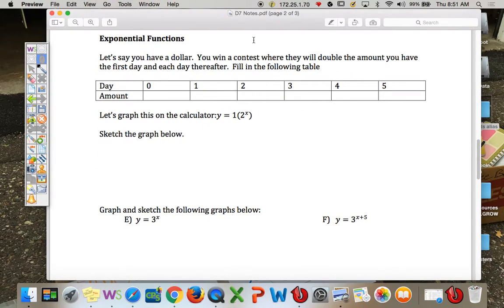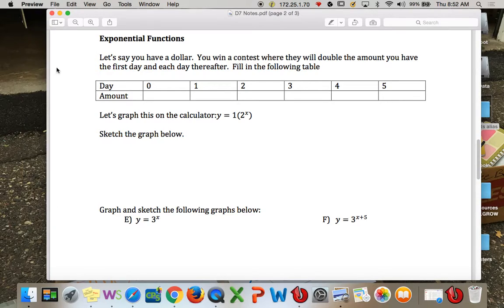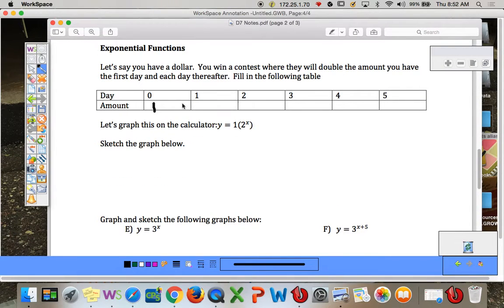Let's say you have $1. You win a contest where they double the amount you have the first day, and each day thereafter. Fill in the following table. So the first day we have $1, the next day we have 2, the next day 4, the next day 8, 16, 32, and so on.